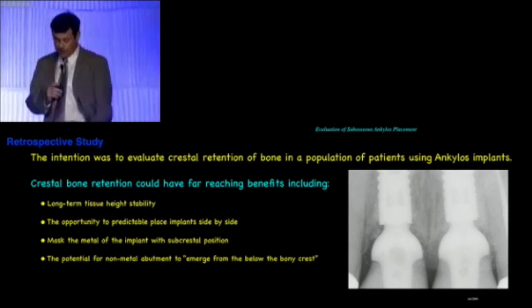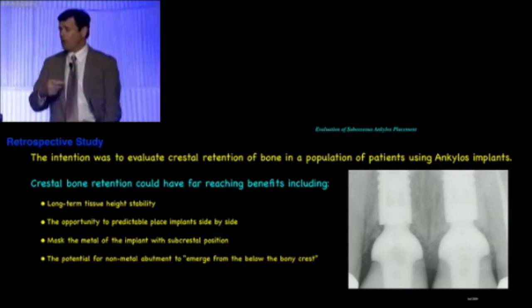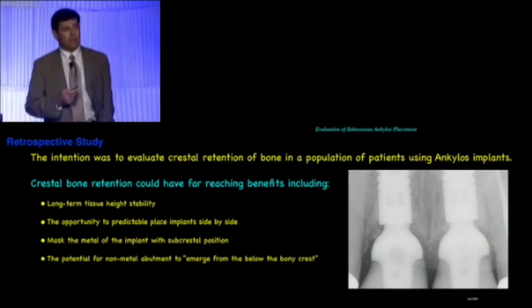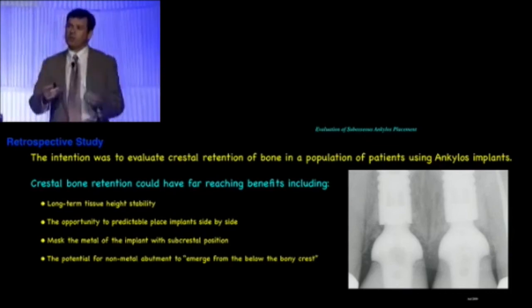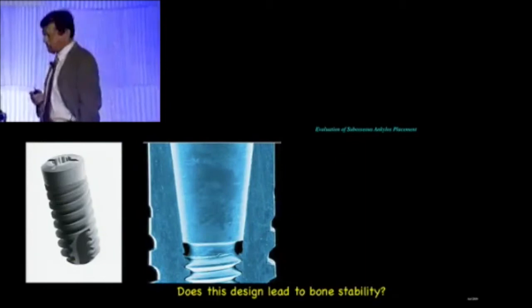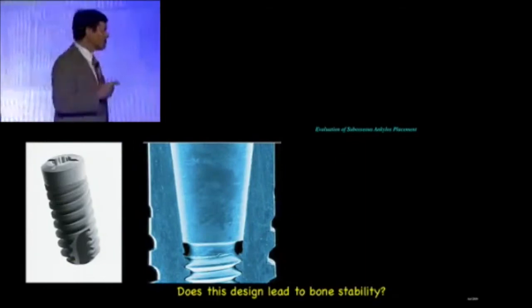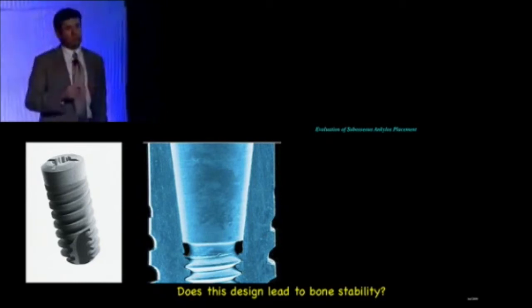So what we did is we went backwards. We looked back into my cases, and over a number of years, hundreds of ankylosing cases, where I used a consistent protocol, and that was to place virtually every ankylosing implant subosseously. And really asking this question, is this design possible to leading to bone stability?